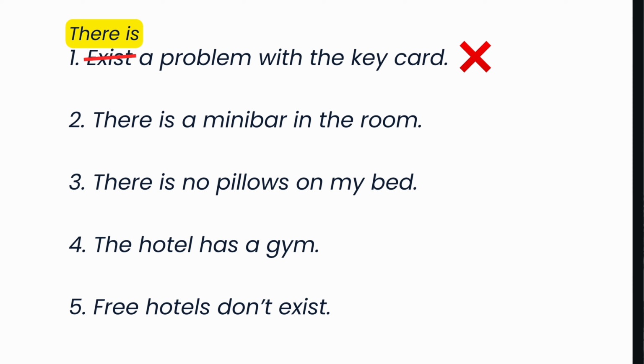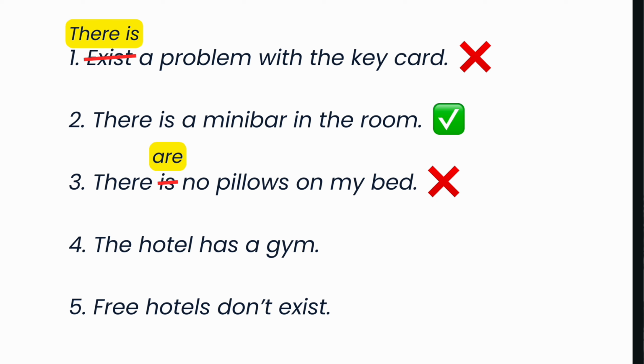Number 2 is correct. There is no problem here. There's a minibar in the room. Number 3 is wrong. Did you find the mistake here? The mistake is in the word is, because we have the plural noun pillows. So we say there are. There are no pillows on my bed.